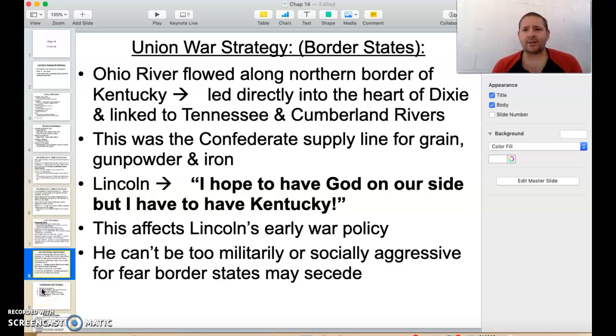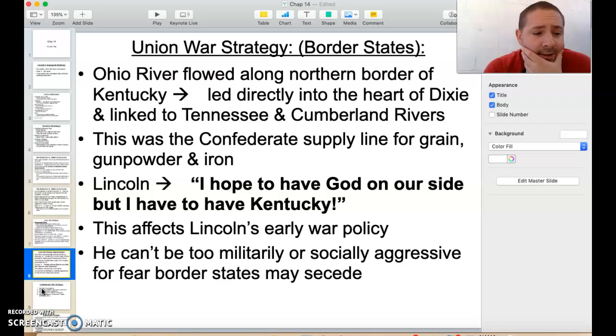The border states are also really important, right? So we know that the Deep South has seceded: Florida, Georgia, South Carolina, Alabama, Mississippi, Louisiana, and Texas. But those states that are in the middle, right? Virginia, North Carolina, Tennessee, Arkansas, Missouri, Kentucky, Maryland, and Delaware are states that still have slavery, but they are along the north-south divide. And Lincoln is really honing in on them, right?